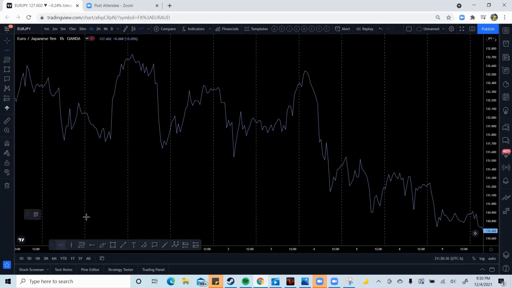The second thing that you would want to do is identify what parts of the chart, what areas, what price levels have the most bounces in that area.